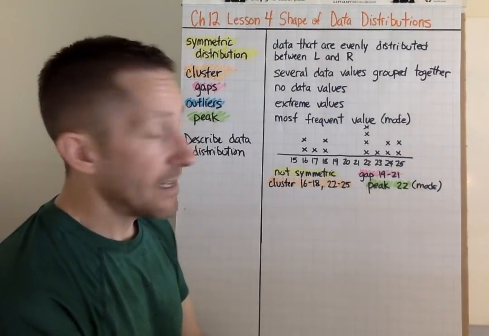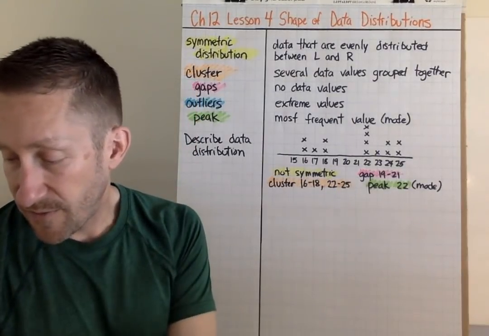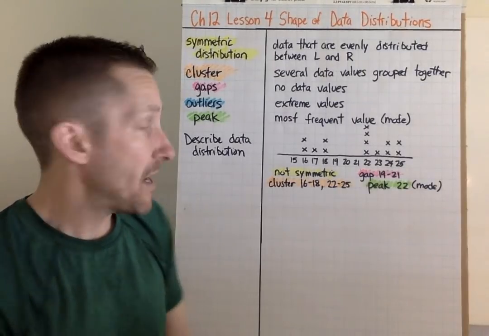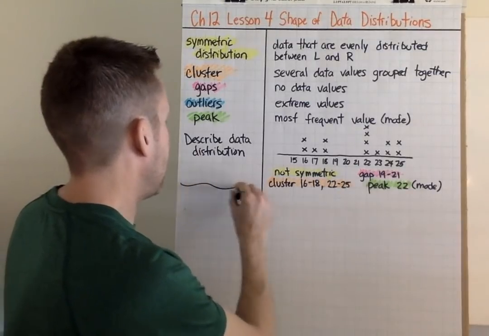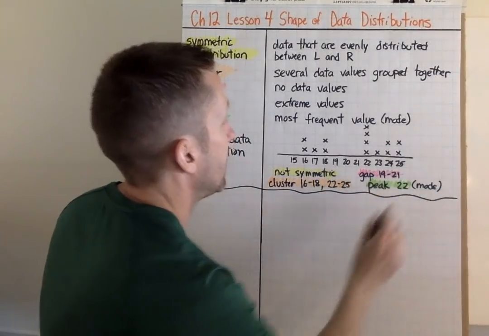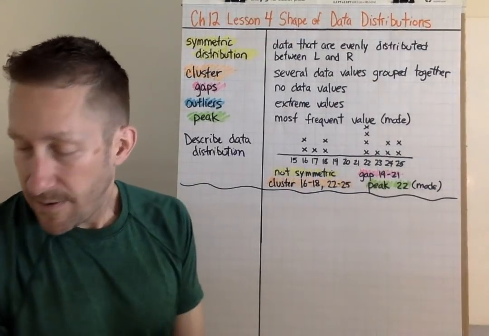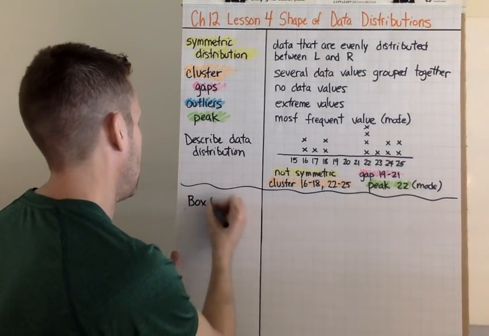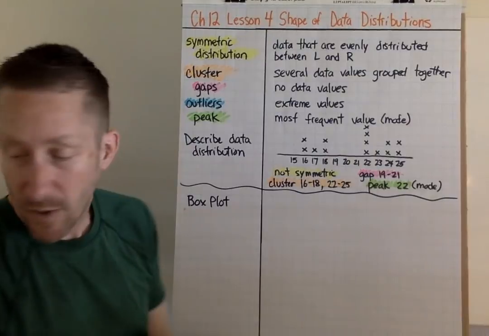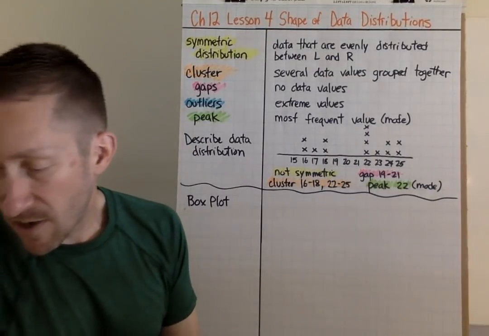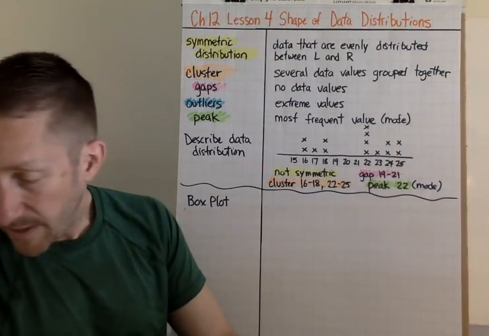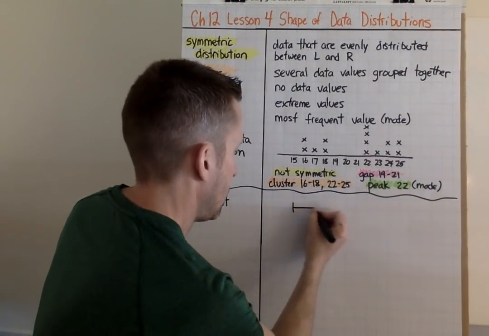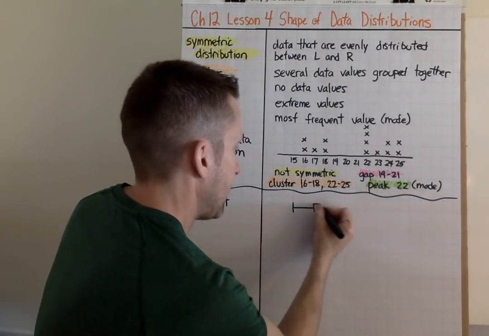Okay, now we're going to look at describing the distribution for a different kind of graph or distribution of data, a box plot. So I'm going to draw a line right here and follow along, and we're going to make a box plot or a box and whisker plot. Let's see, we're going to make the first whisker like that. Then we're going to have a box.